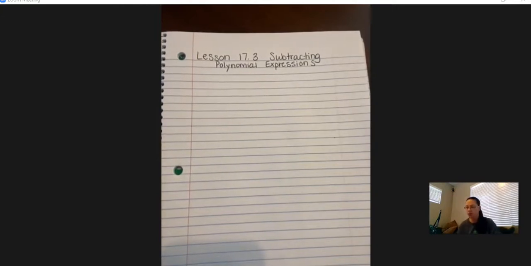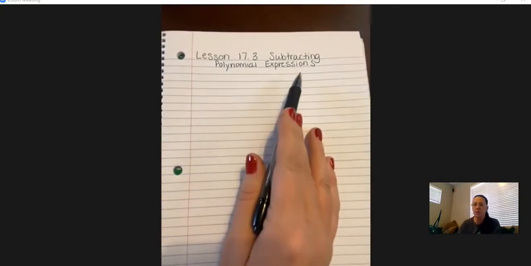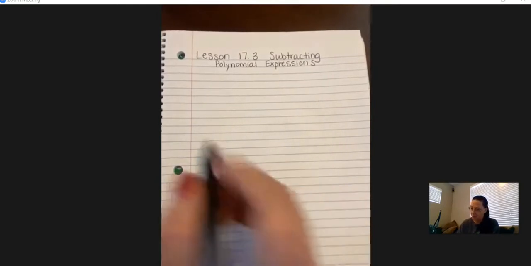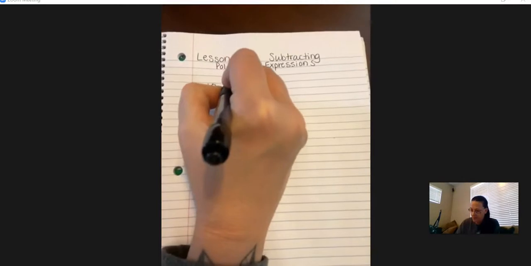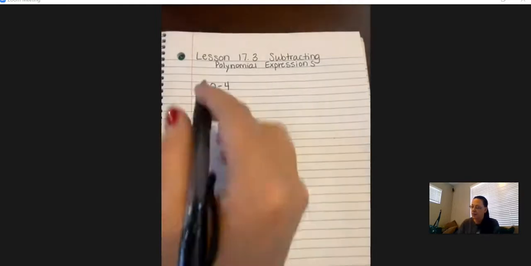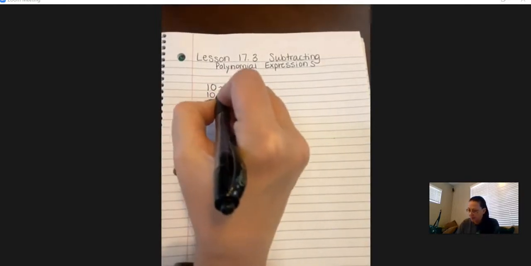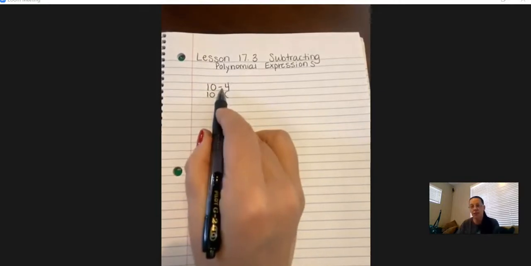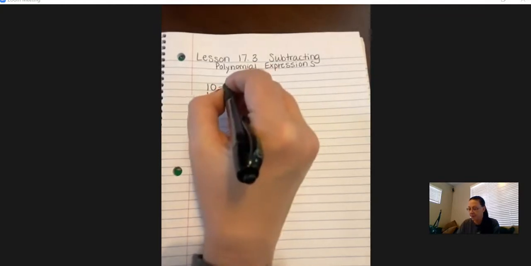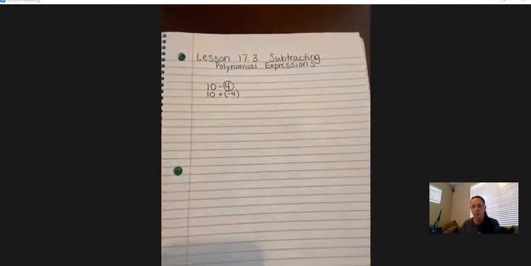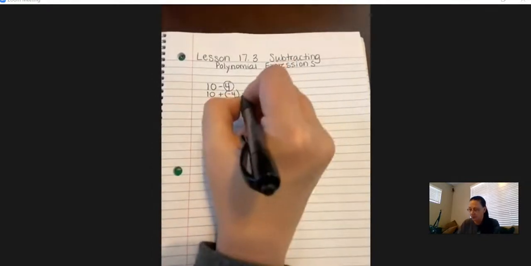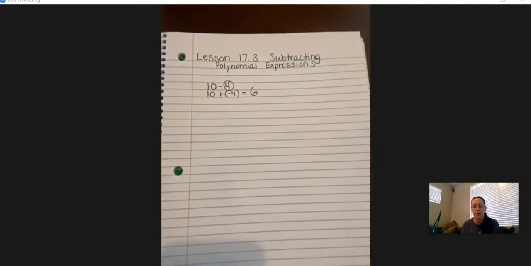Okay, just as a quick review, we're doing subtracting polynomial expressions. But just to remind you, seventh grade integer work on how to subtract. If I have 10 take away 4, we all know 10 take away 4 is 6. However, subtracting is always the same as adding the opposite. So you change your subtraction sign to a plus sign, and then we do the opposite. The opposite of positive 4 is negative 4. Subtracting is always the same as adding the opposite. 10 plus negative 4, so that just further proves that 10 take away 4 is 6.